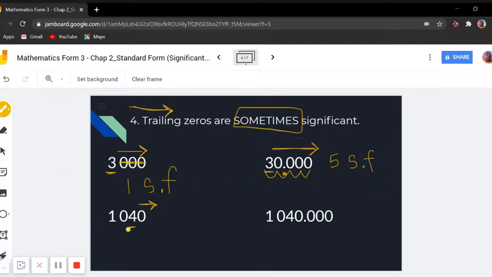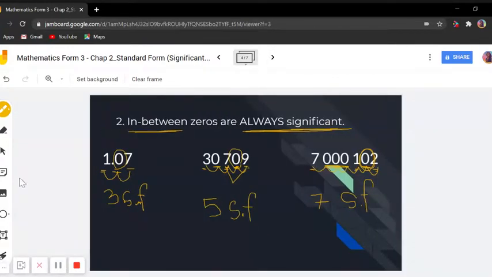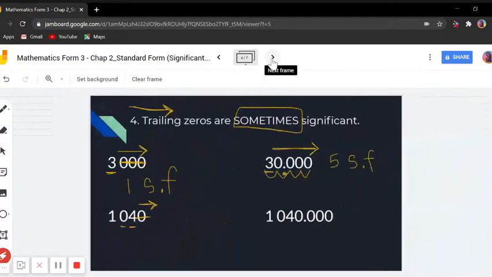Alright. Let's take a look at 1040. So this 0 at the end is insignificant. How about the 0 in the middle of 1 and 4? 1 and 4 are non-zero numbers. If you take a look at the second rule, it's mentioned that in-between zeros are always significant. So the 0 here is significant because it is located in the middle of the non-zero numbers 1 and 4. So how many significant numbers are here? There are 1, 2, and 3. Alright, there are 3 significant figures here.